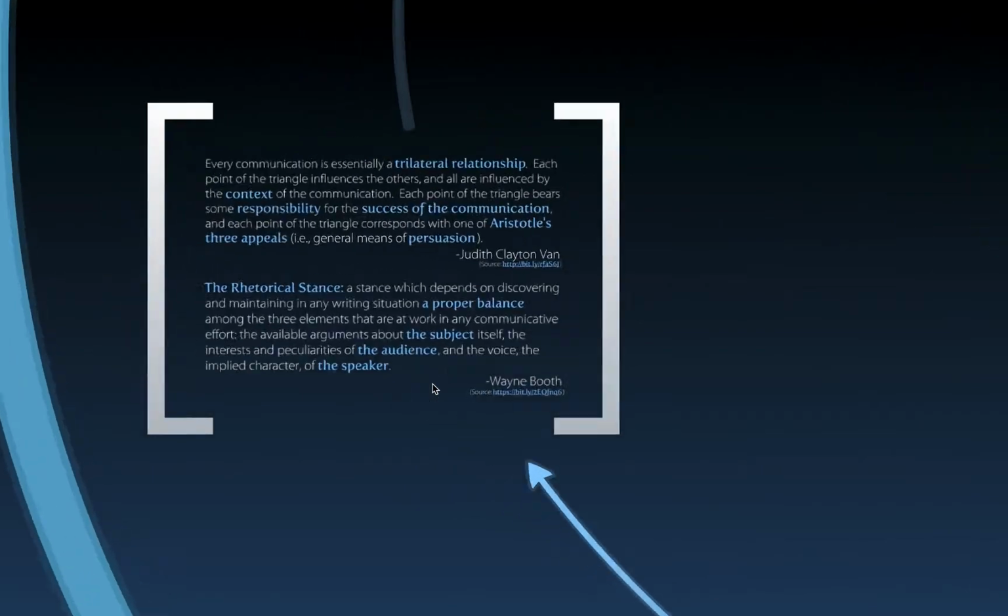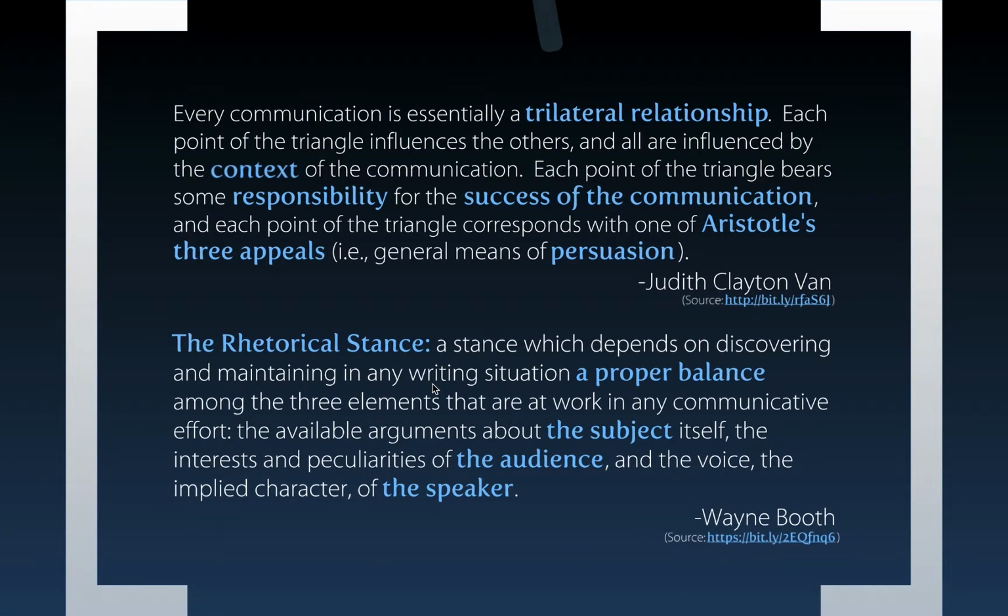Now, in terms of two scholars who've spoken about this, we have Judith Clayton Vann, who is an English professor. She said that every communication is essentially a trilateral relationship. Each point of this triangle, the speaker, audience, and subject, influences the others, and all are influenced by the context of the communication. Each point of the triangle bears some responsibility for the success of the communication, and each point of the triangle corresponds with one of Aristotle's three appeals. In other words, his general means of persuasion. Again, ethos, logos, pathos. Now that's in terms of the rhetorical triangle.